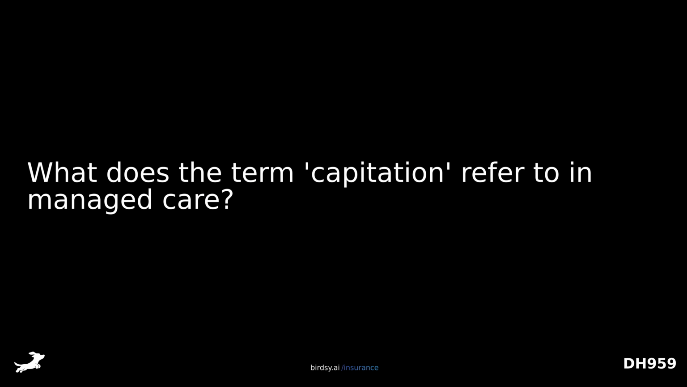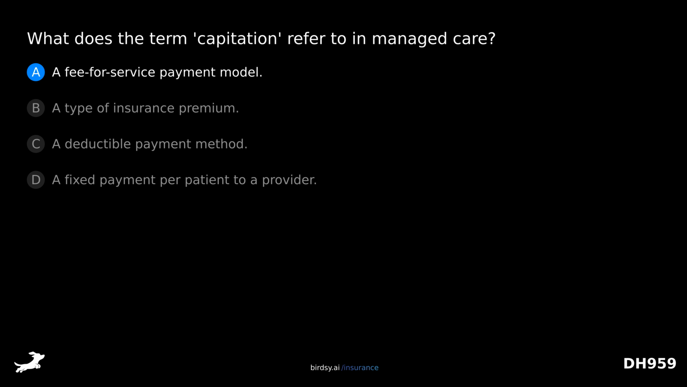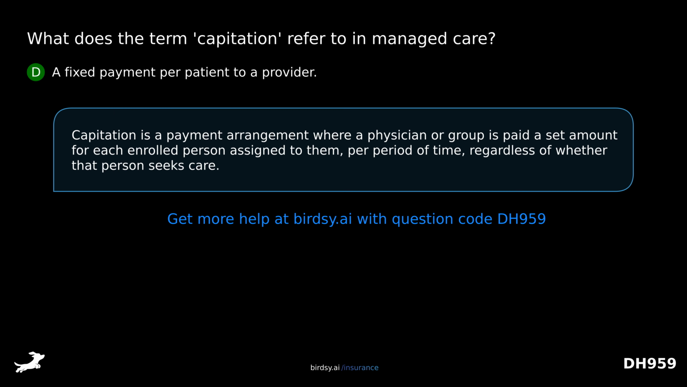What does the term capitation refer to in managed care? Is it A, a fee-for-service payment model, B, a type of insurance premium, C, a deductible payment method, or D, a fixed payment per patient to a provider? The answer is D, a fixed payment per patient to a provider. Capitation is a payment arrangement where a physician or group is paid a set amount for each enrolled person assigned to them, per period of time, regardless of whether that person seeks care.